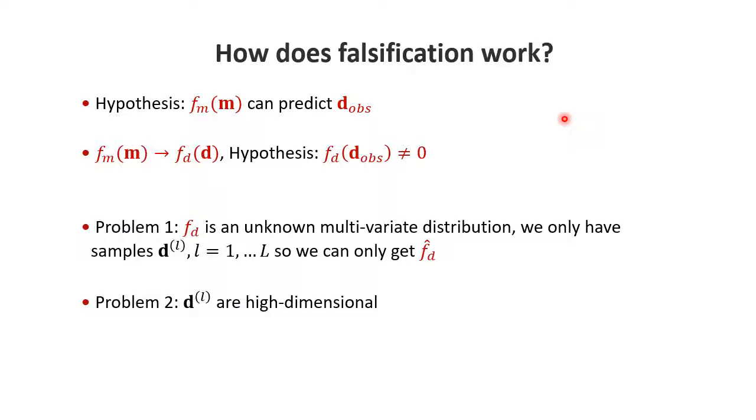The problem, of course, in reality is that this f of d, because d is high dimensional, is an unknown multivariate distribution, certainly not a Gaussian distribution. And we have only samples, Monte Carlo samples, to estimate it. So the best we can get is not f of d, but an estimate of f of d. And then, of course, the other problem is that this estimation is very difficult because we're dealing here with d possibly being very high dimensional. In our case, this particular geothermal case, it's a series of changes in resistivity over time at various electrodes where we do the measurement.